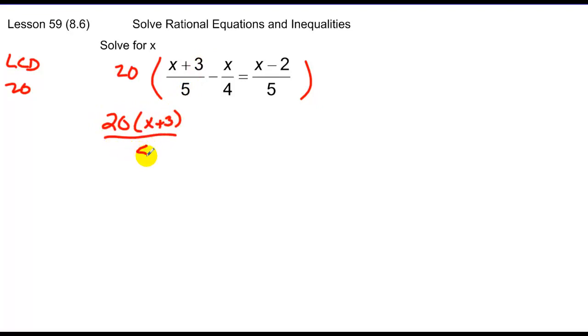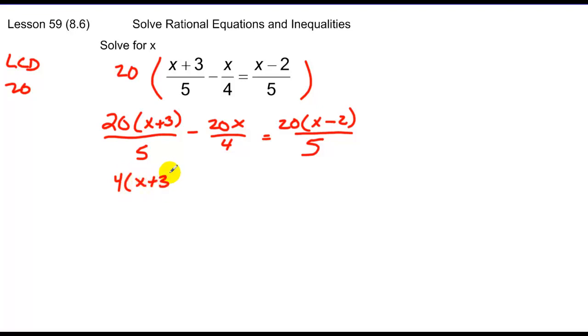And that 20 and that 5 will reduce. This will be a common theme as we go throughout. So this is 20x over 4, and those will reduce. And this is 20 times (x minus 2) over 5. So we reduce here and we get 4 times (x plus 3). We get 5x. And we get 4 times (x minus 2). Now it's just a simple linear equation with variables on both sides.